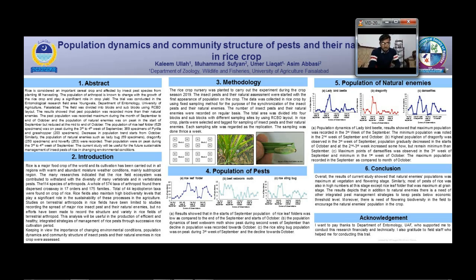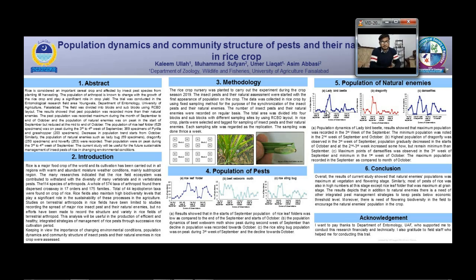The results showed that at the start of September, the population of rice leaf folder was low compared to the end of September and start of October. The population dynamics of beet webworm moth, which is also an insect pest, showed a peak during the second week of September, then a decline in the population was recorded towards October. The rice stink bug population was at its peak during the third week of September and declined towards October.